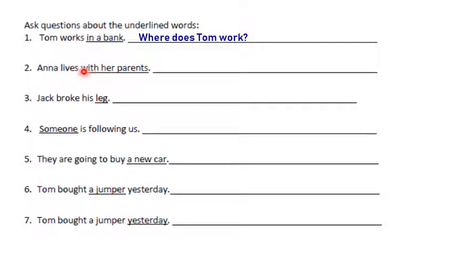Number 2. Anna lives with her parents. So again, we're talking about the object. With her parents. So this is an object we replace with who. And we're talking about Anna, so we use the auxiliary verb does. So who does Anna live with?